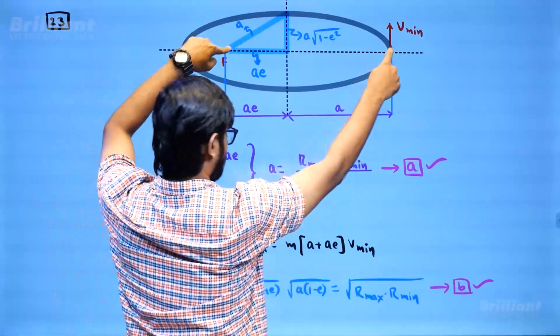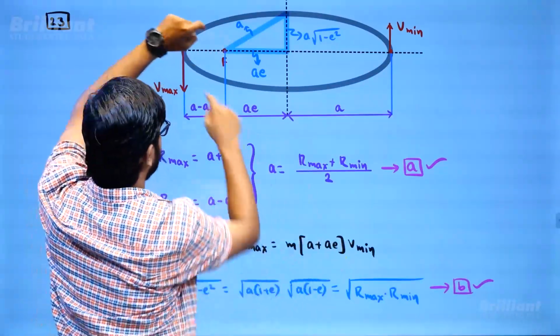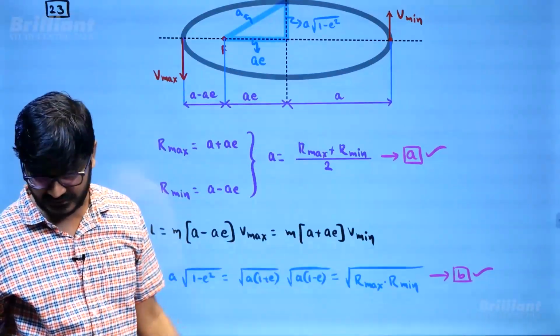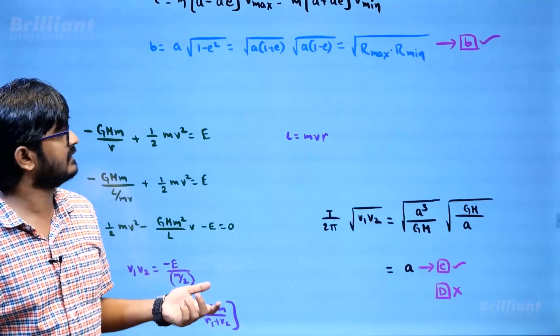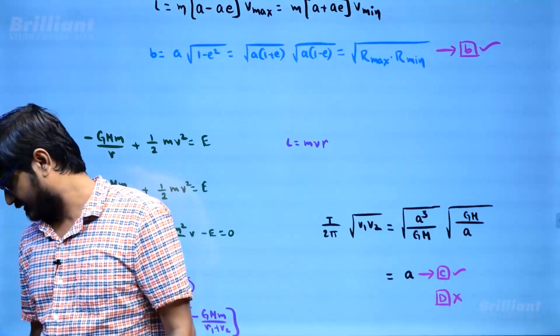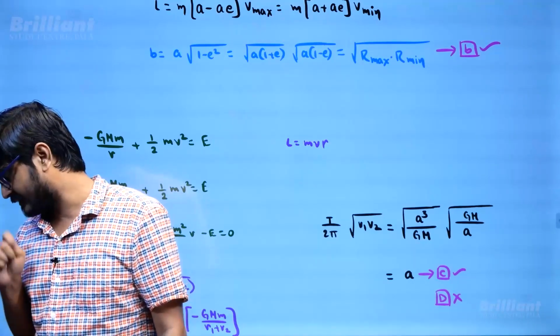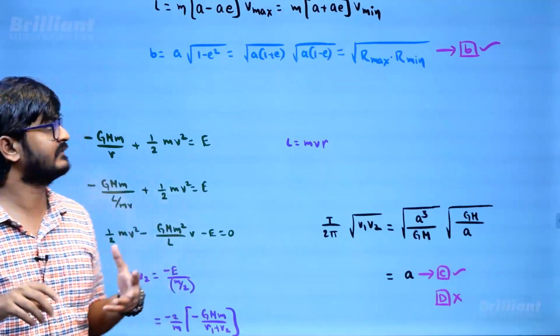So what is angular momentum here? It is this much. Sorry, it is this much. What is angular momentum here? It is this much, right? So angular momentum conservation. I don't know why I have written it. Maybe I thought it might be useful. Now they are asking some other thing. What is that other thing they are asking? They are asking V max into V minimum and the relation between time period, right? So I need to find V max into V minimum.